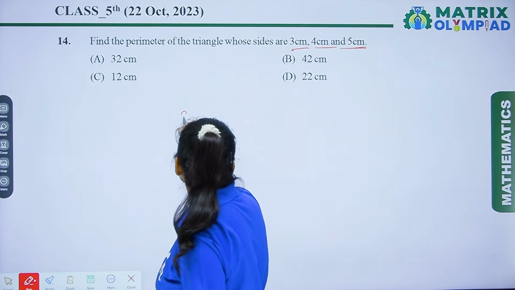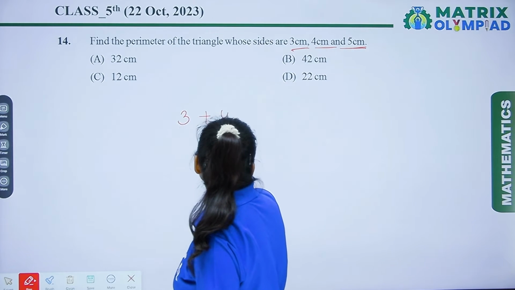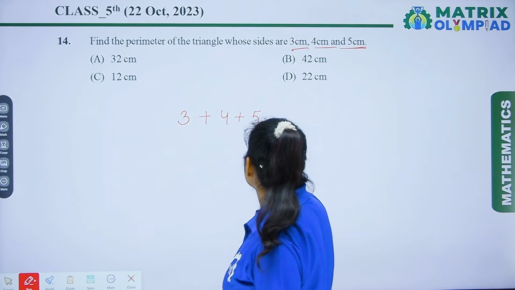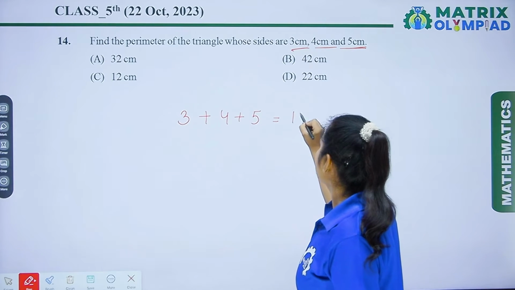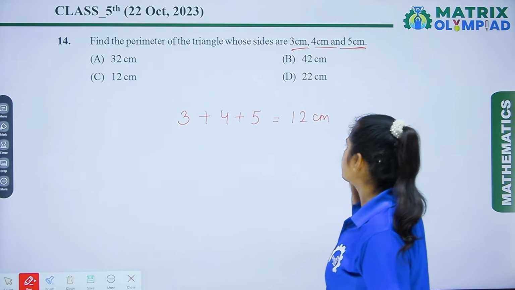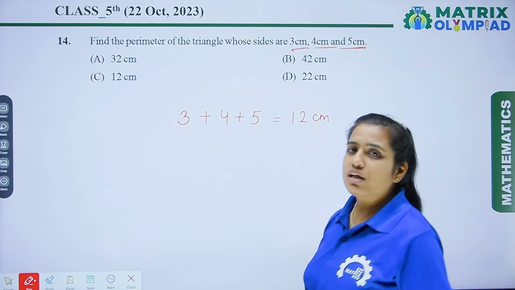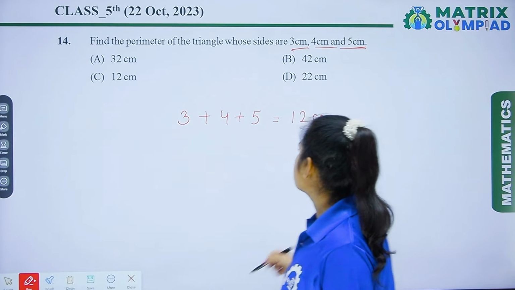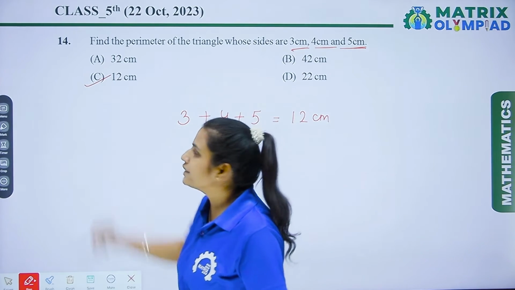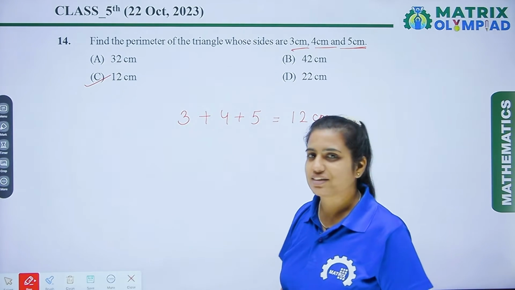So let's add them all: 3 plus 4 plus 5. After adding we get 12 centimeter. So the perimeter of this triangle is 12 centimeter. Here option C is the correct answer.